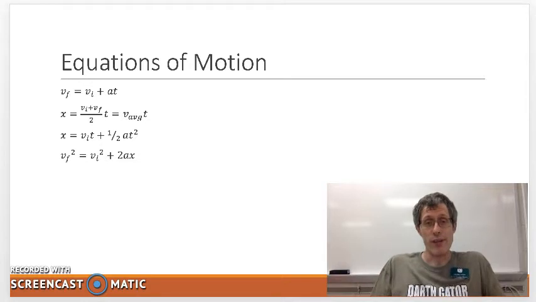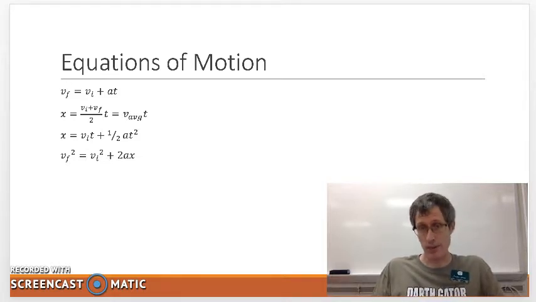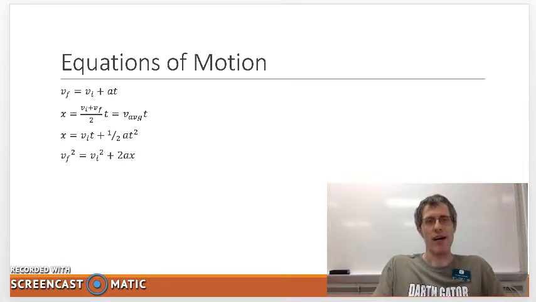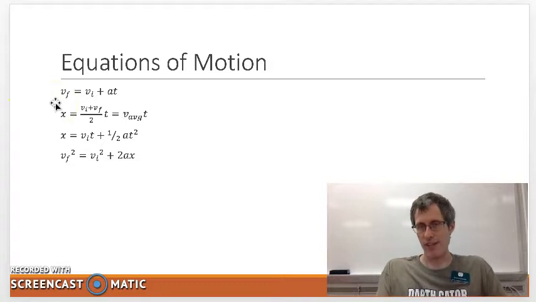So here are our equations of motion. I'm going to create another video to talk about where these came from. So please watch that. For now, though, put that question aside and trust me, at least for the next few minutes, that these equations are correct. Our first equation of motion relates final velocity to initial velocity, telling us the final velocity equals the initial velocity plus acceleration times time. The next equation tells us that distance equals the average velocity times time, which makes sense.